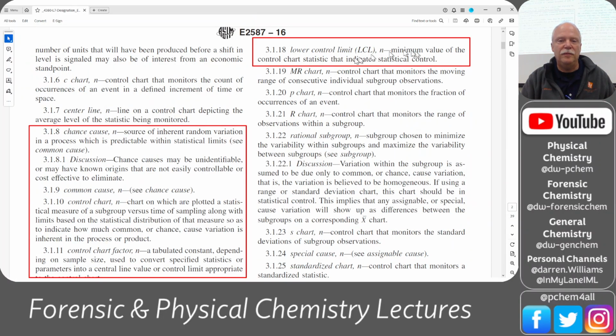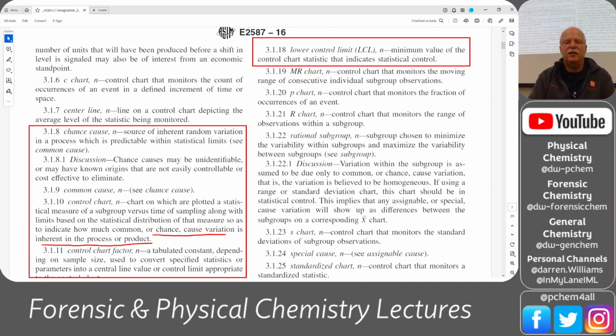Okay, then there's chance causes or common causes. So in the notes I talk about common cause. Well, here's also another name for that, chance cause, and they may be undefinable. Okay, and then this even has a discussion of the control chart. It's the statistical measure, based on a statistical distribution of that measure, to indicate how common or chance cause variation is inherent in the process. So we want to learn about our process.